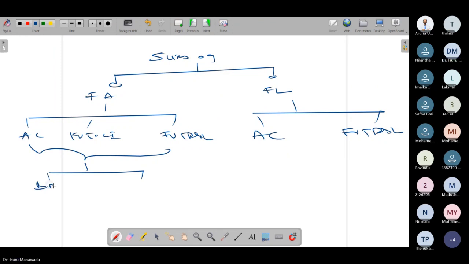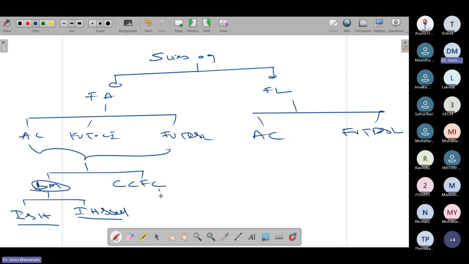Business model, and contractual cash flow characteristics. Business model, yes, there are two models. What are the models? First one, invest and hold. Second business model, invest, hold, and sell. Those are the business models.